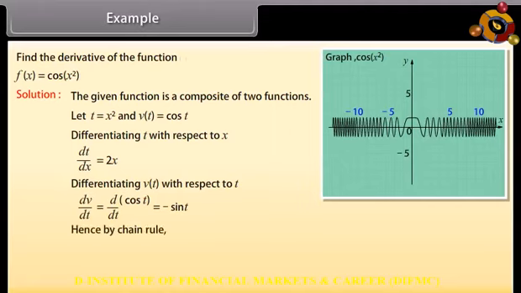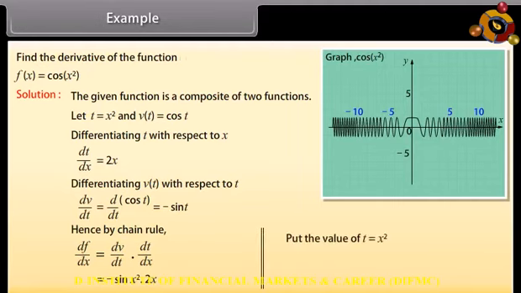Hence, by chain rule, d by dx of f is equal to d by dt of v into d by dx of t is equal to minus sin x square into 2x. Put the value of t is equal to x square: it is equal to minus sin x square into 2x, which is equal to minus 2x into sin x square.